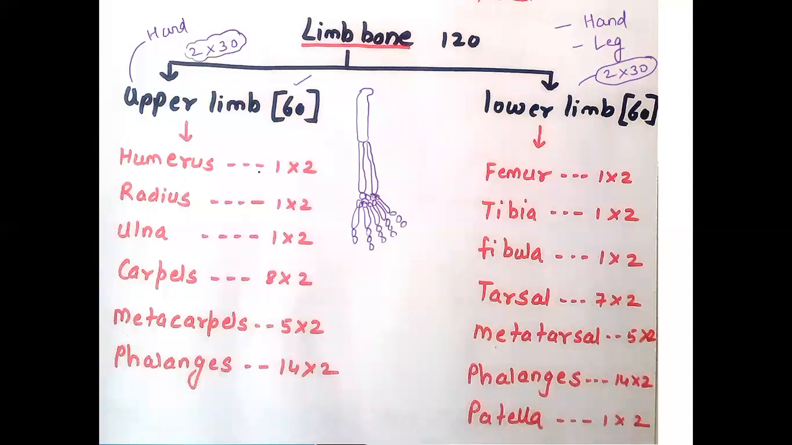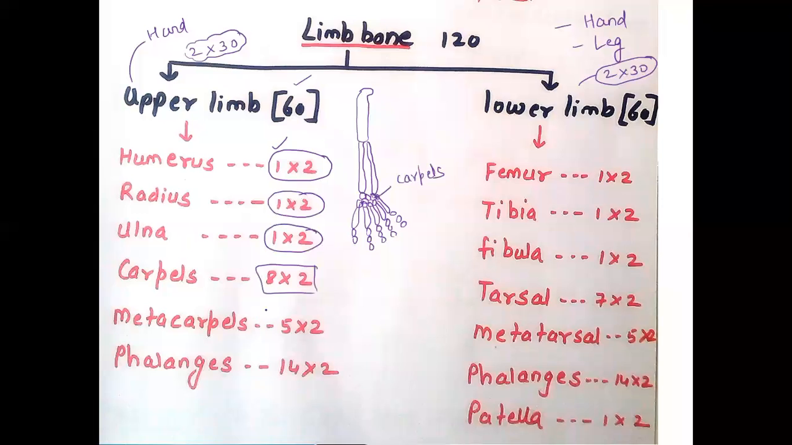So let's take it in this way. We have the humerus. 1 into 2 means in one hand there will be one humerus and there are two hands, so 2. So we have the radius, we have the ulna, that is 1 into 2. Then there are carpals. How many carpals are there? Total 8 carpals. So all these small bones that you can see, they are called carpals. There are 8 carpals present. We have to know the names of the 8 carpals. Then we have the metacarpals, that is 5 into 2.